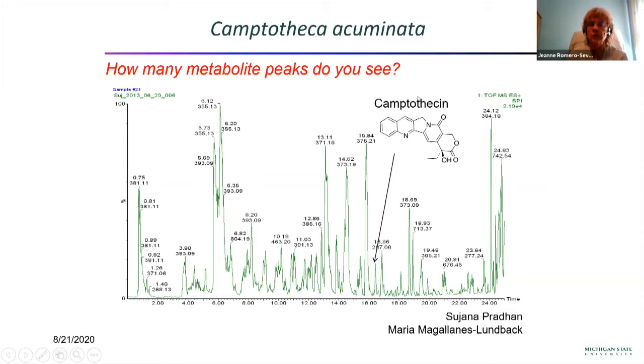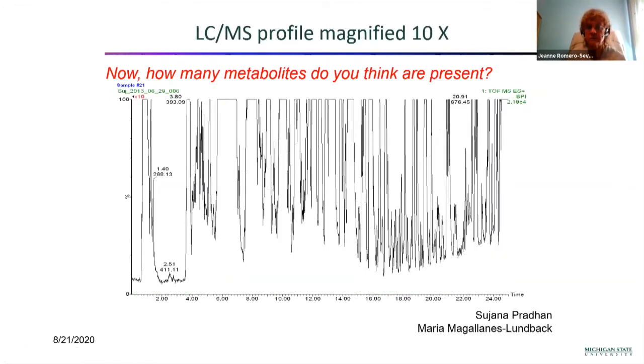It took a lot of work and tens of millions of dollars to determine that the anti-tumor agent is this one and what it looks like, okay? But what you see in this chromatograph isn't everything.